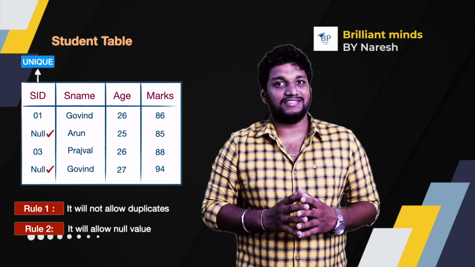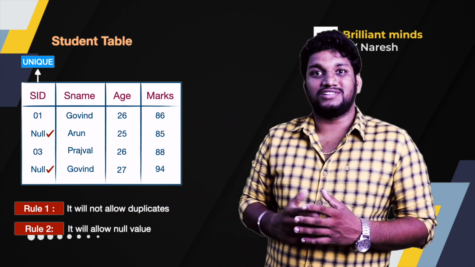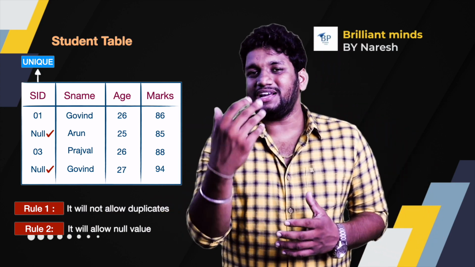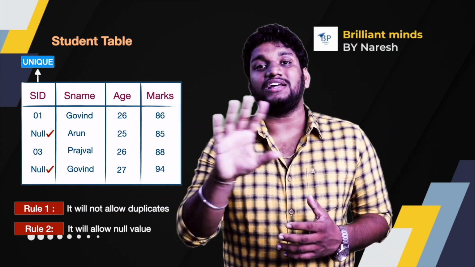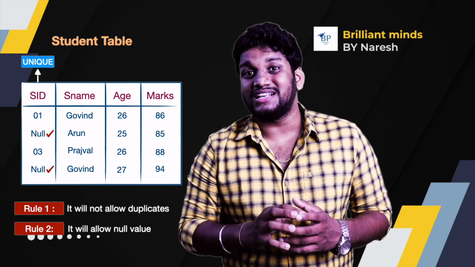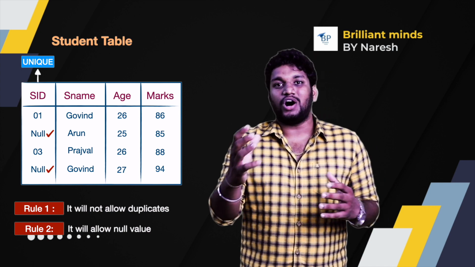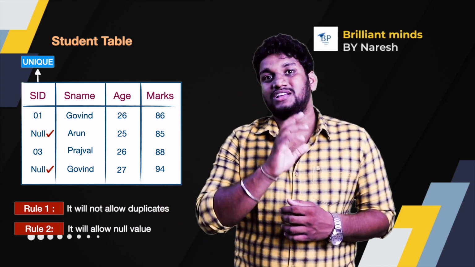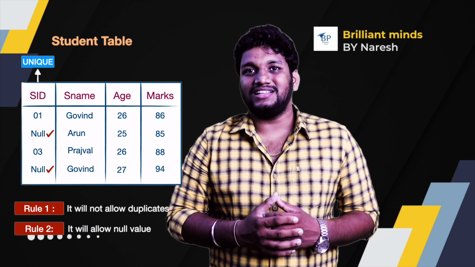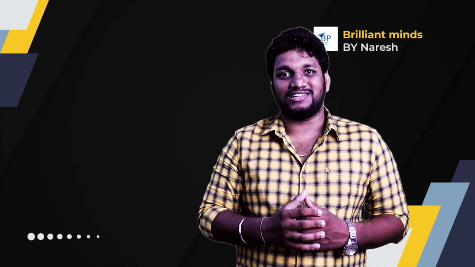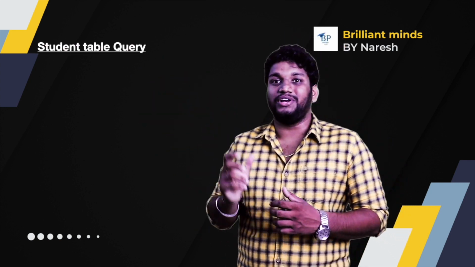Do you remember, I guess? Now what are the two rules for unique constraint? Unique constraint will not allow the duplicate values and it will allow the null values. Hope you all understood completely about this unique constraint. Let us see the syntax of unique constraint. Now what is the syntax of unique constraint?